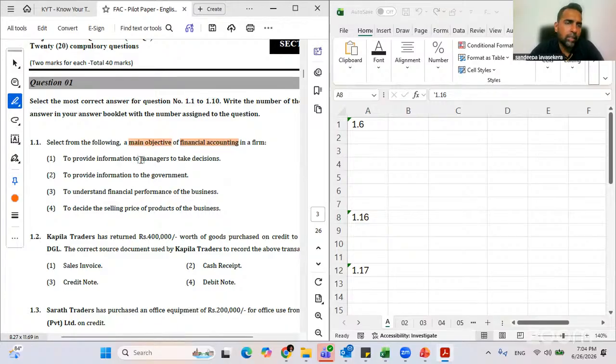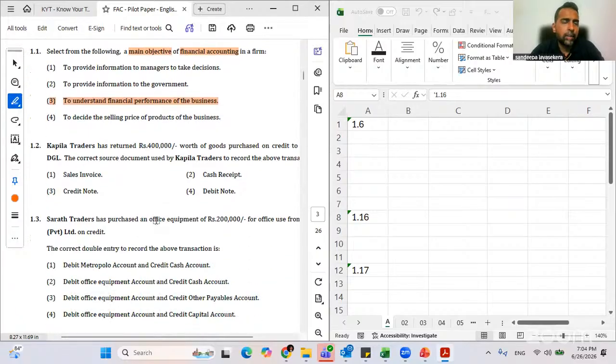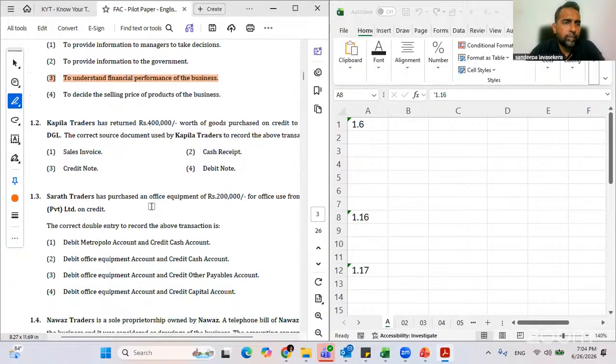No, managers, it's management accounting. Provide information to the government. That may not be the main. Understand the financial performance. Yes, that's the correct answer. To decide the selling price? No. So we are providing the financial performance and financial position to the stakeholders for them to take economic decisions. Neither. Right. Look at the next one.